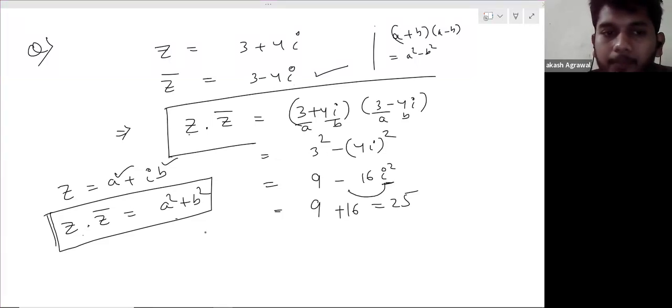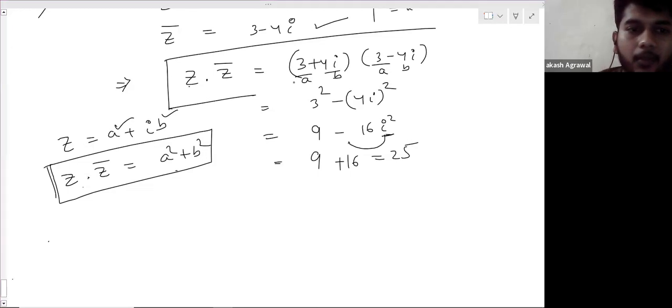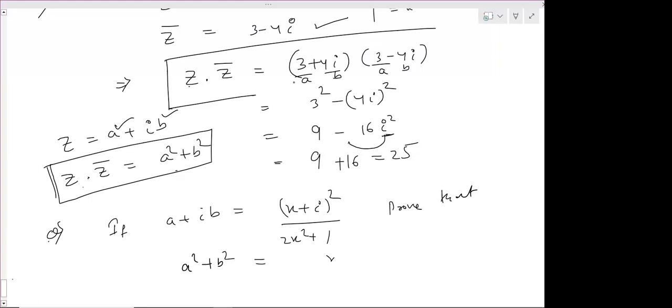Done, both of you? Please solve one question. The question says, if a plus ib is equal to x plus i whole square upon 2x square plus 1, prove that a square plus b square is equal to x square plus 1 whole square divided by 2x square plus 1 whole square. Okay? Please solve this.